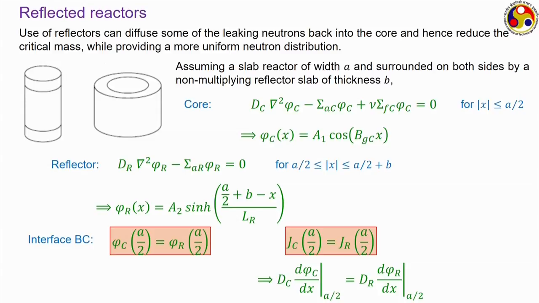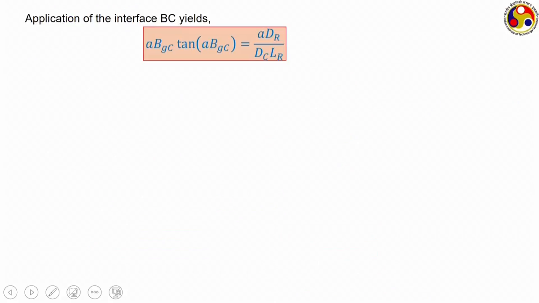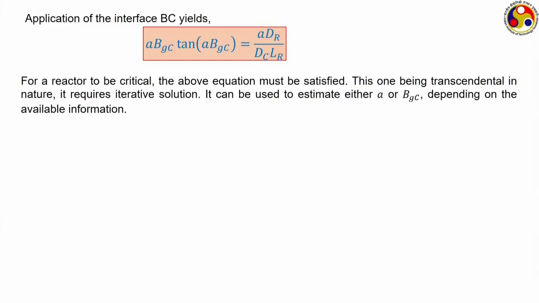Accordingly, we have two expressions: in one we take the equality of neutron flux between reflector and core, and in the other we have the equality of the gradient of flux at the core and also at the reflector. If we combine these two boundary conditions, then this is the solution that we are going to get. This is the final form of the equation that we are getting. I have skipped the intermediate steps just to save some time. Here B_GC refers to the buckling parameter for the core, D_C and D_R are the diffusion coefficients for the core and reflector respectively, and L_R refers to the diffusion length inside the reflector. For this reactor to be critical, this above equation must be satisfied.